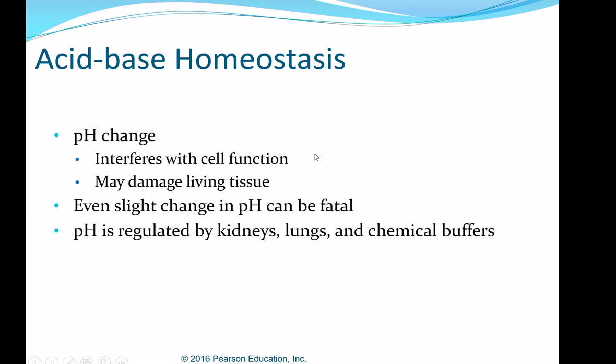pH is really vital for maintaining homeostasis. It has major issues with how our cells function. It can actually damage your body if your body gets too acidic. So even really small changes in pH can result in fatalities. We have a very, very narrow range at which our body functions in terms of acid-base, and anything beyond that, we're in really big trouble.